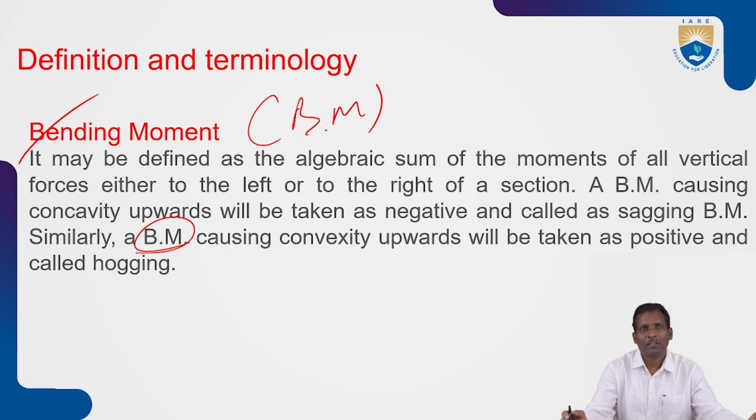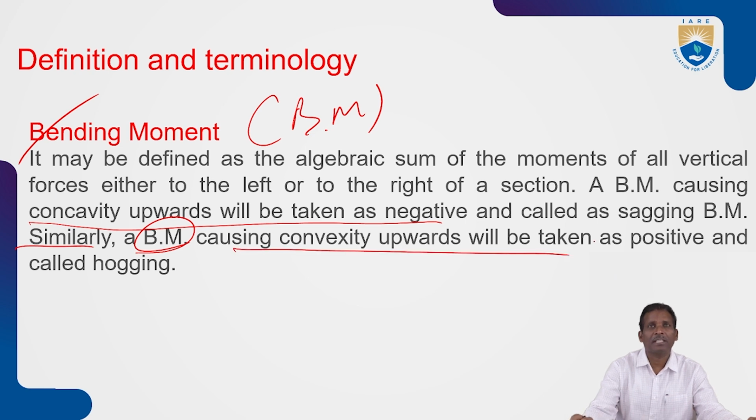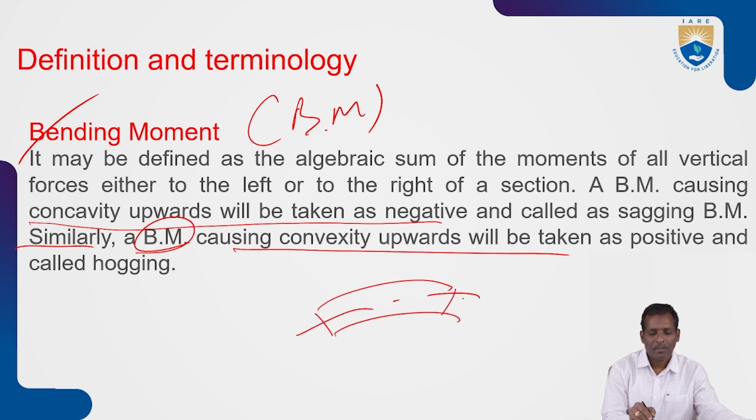So the bending moment causing concavity upwards will be taken as negative. So the sign convention for bending moment is also important here, and it is called sagging bending moment. And similarly, the one causing convexity upwards will be taken as positive and called hogging. So one is hogging and another one is sagging.